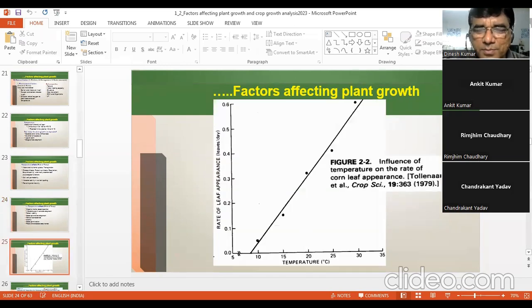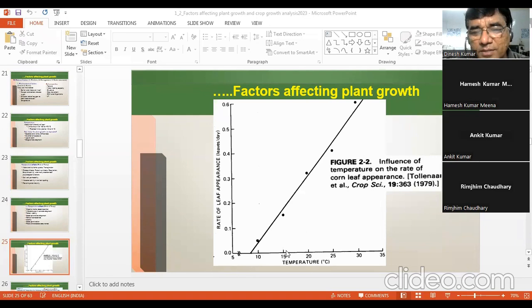Now you see this picture, a very good picture, the influence of temperature on the rate of corn leaf appearance. You know that corn or maize is a C4 plant. Is it a C4 or C3 plant? C4. Okay. Is it a tropical, subtropical or temperate plant? Tropical. So maize is a tropical plant. It needs a little higher temperature, and it also requires more light intensity for better growth.